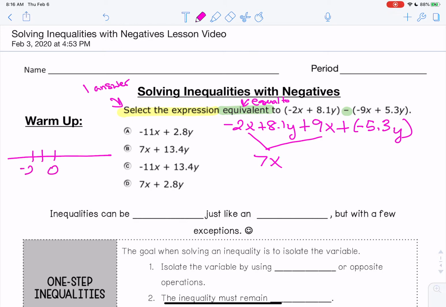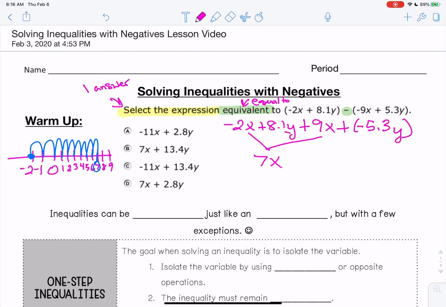Here's my negative 2, here's 1, 2, 3, 4, 5, 6, 7, 8, 9. I'm going to go ahead and label those. And now I'm going to start at the negative 2, and I'm adding a positive 9. So I'm going to start here, and now I'm just going to count to the right 9. So 1, 2, 3, 4, 5, 6, 7, 8, 9. And our answer is a positive 7. So remember, draw your number line and count that way if you're still struggling with your positive and negative numbers.